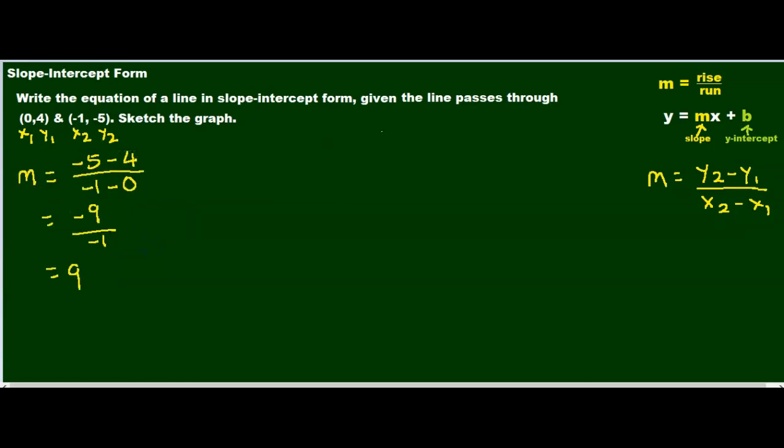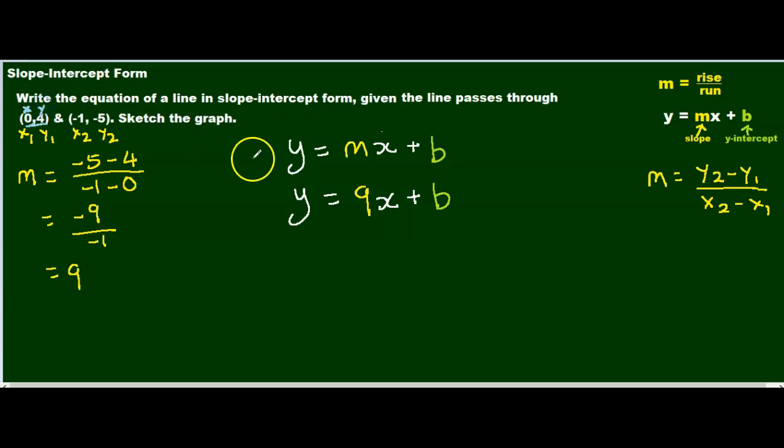So remember, we have our form of y equals mx plus b. But we also found that our m is 9, so y equals 9x plus b. We still don't have our b, our y-intercept. So I'm going to use one of these points. We can use my 0, 4 or -1, -5. I'm going to use 0, 4 because the numbers are easier to work with. We have x is 0 and y is 4.